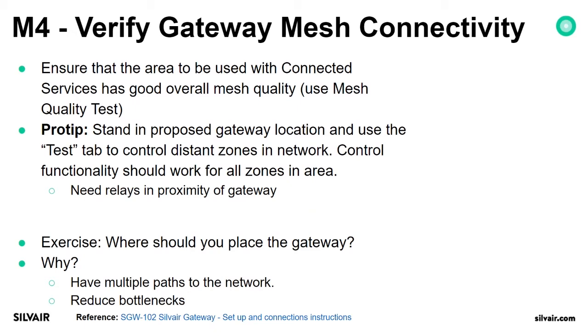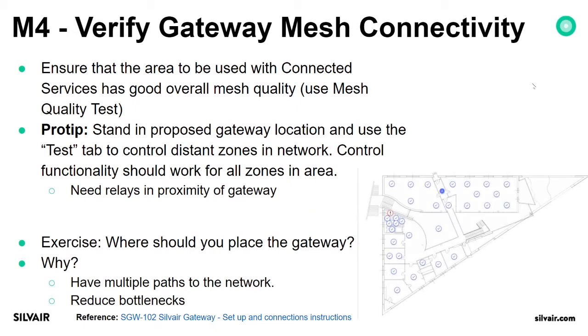So this mesh quality improvement allows for multiple paths to the network and reduces bottlenecks. Here is the example from our office. The gateway is in a central location.